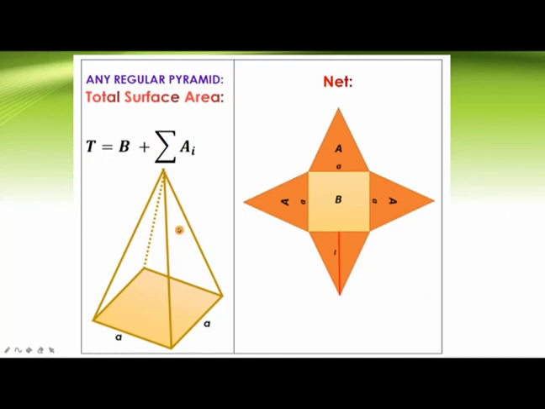Like in this case, for this square pyramid, we sketch first its net. Then we see here that the total surface area is the sum of these 5 areas: the area of the base B and the areas of these 4 faces. Again, the total surface area of any pyramid is equal to the area of the base B plus the sum of the areas of all the lateral faces. Note that all the lateral faces are triangles.